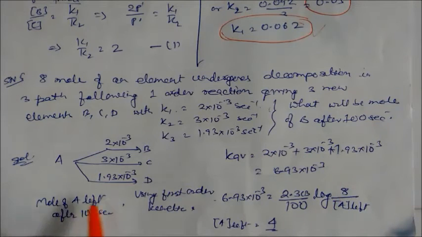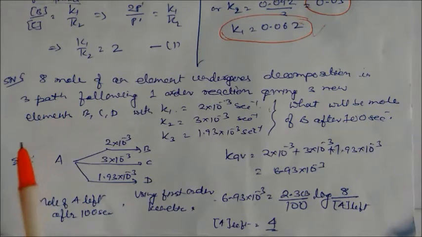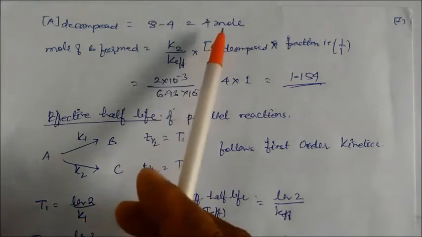And what is the moles of A left after 100 seconds? So after 100 seconds we will use the first order kinetics. So write the average rate constant, 100 seconds, and this is the initial concentration, the initial moles, that is A, and this is A left. So A left, if you solve it, you will get answer 4. So A decomposed will be how much? 8 minus 4 equals 4 moles.